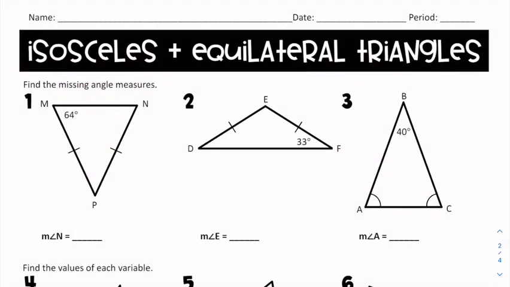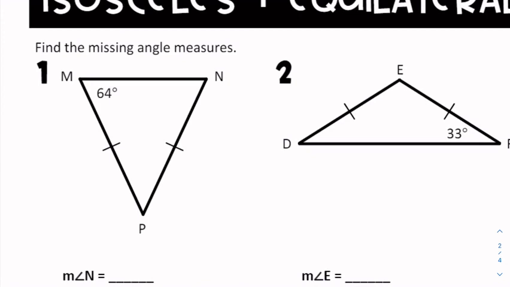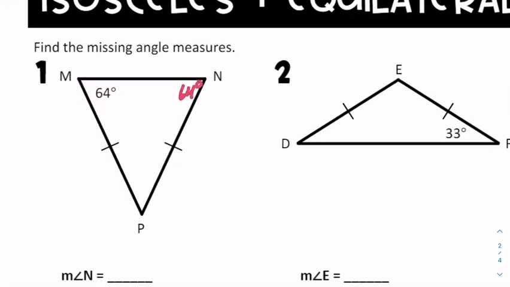Number 1, it says find the missing angle measures. Now, looking at this shape, we have two sides marked as congruent, which means this is an isosceles triangle. Remember, in an isosceles triangle, it's not just the two sides that are congruent, but also the angles. So if this is 64 degrees, then you know the opposite angle is also 64 degrees. And if you were looking for this third angle, you could subtract those from 180 and find your third angle. But that's actually not what we need. We need angle N, the measure of angle N, which is right here. We just found 64 degrees.